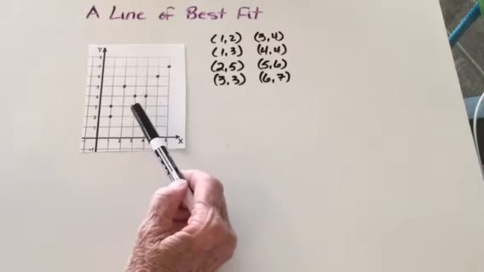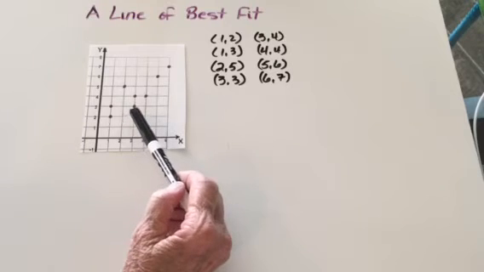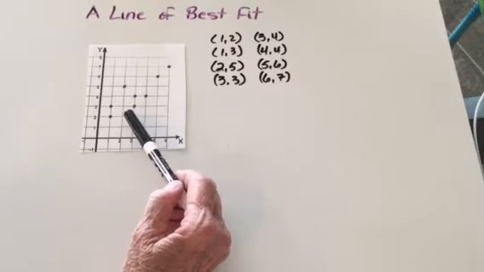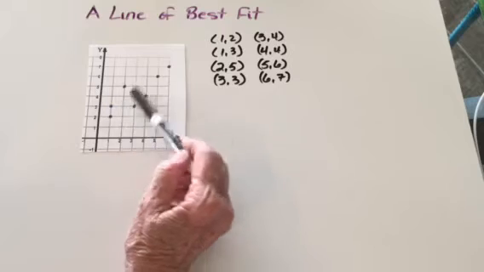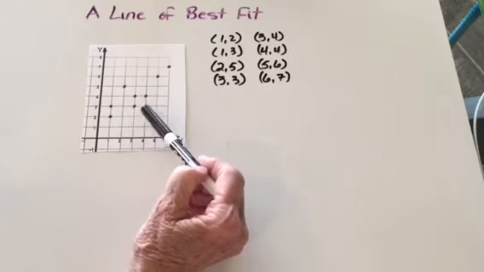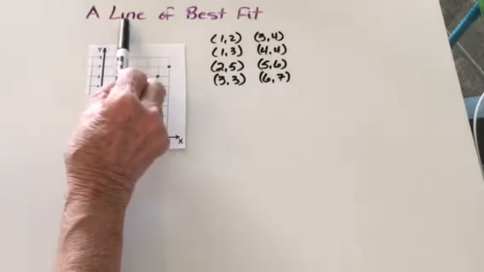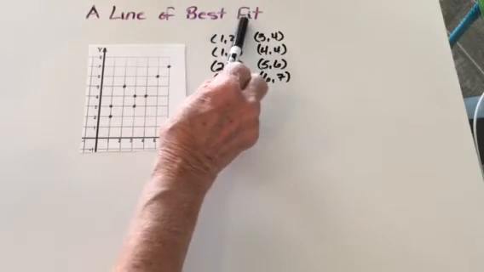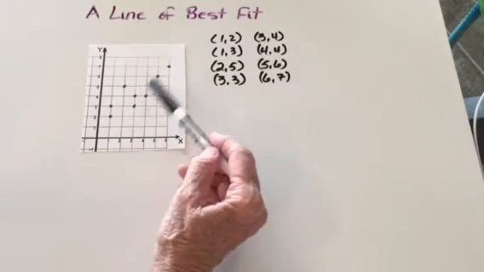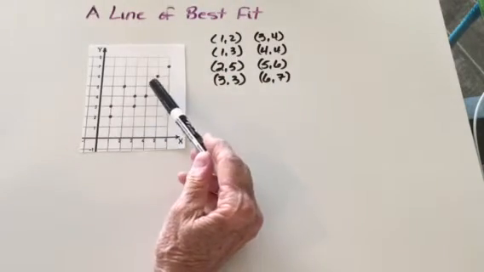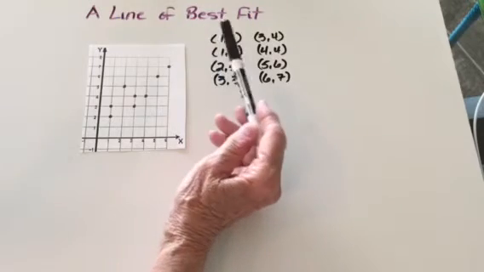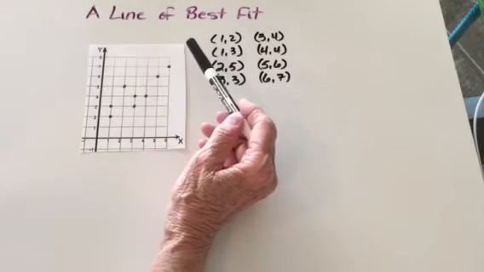Do you know what this is called? It's called a scatter plot, because all the points are scattered all over the place. But here we're asking you to find the line of best fit. It's not going to be exact. It can't be exact, but it can be the best thing we can tell.